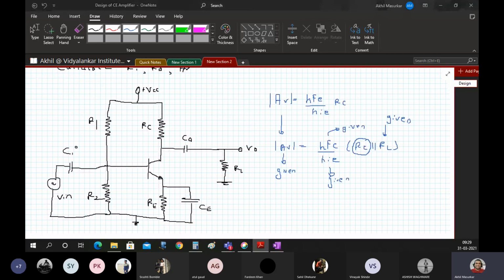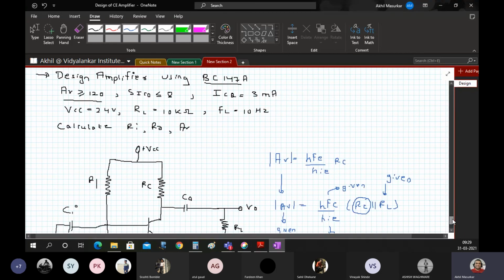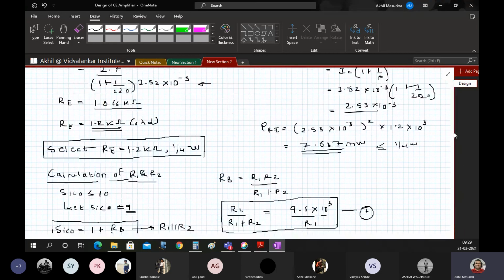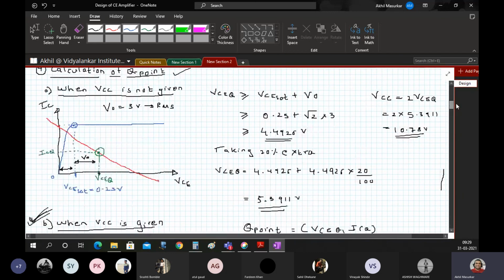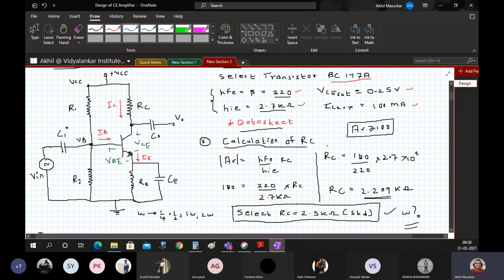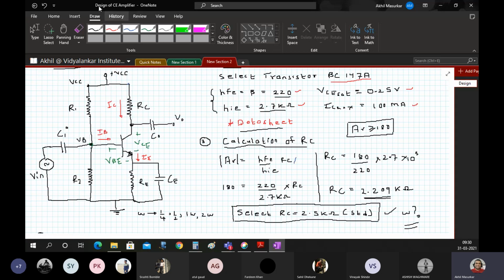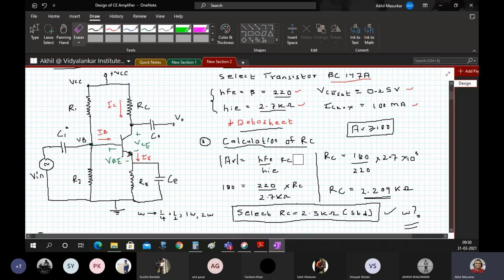So please post the values in the chat box, Rc, then Q point, and so on. Start design. Now I'll go to the initial circuit so that you can pick some formulas. So here it will be Rc parallel with RL. Come on, calculate.